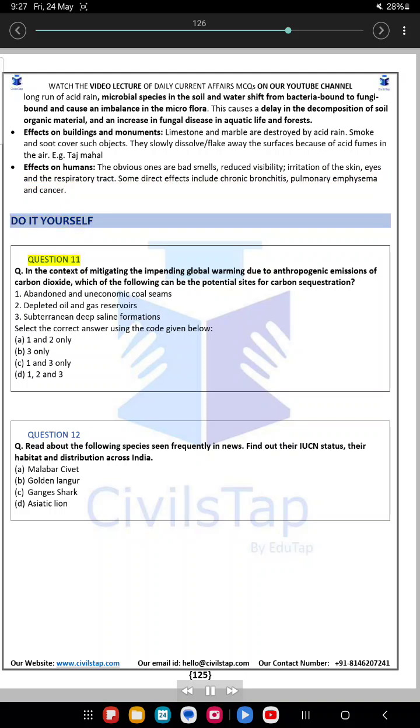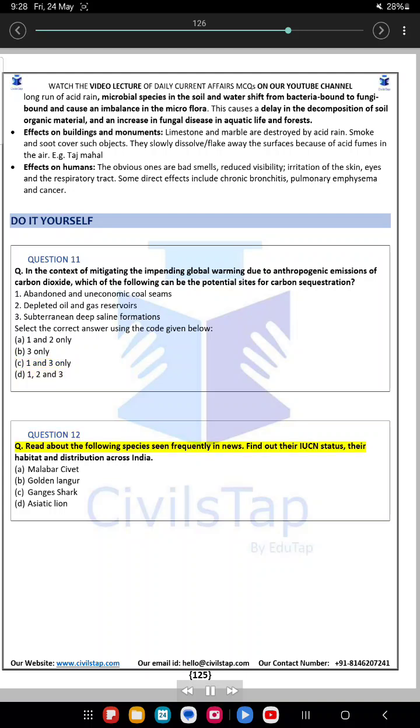Do it yourself. Question 11. In the context of mitigating the impending global warming due to anthropogenic emissions of carbon dioxide, which of the following can be the potential sites for carbon sequestration? 1. Abandoned and uneconomic coal seams. 2. Depleted oil and gas reservoirs. 3. Subterranean deep saline formation. Select the correct answer using the code given below. A. 1 and 2 only. B. 3 only. C. 1 and 3 only. D. 1, 2 and 3.